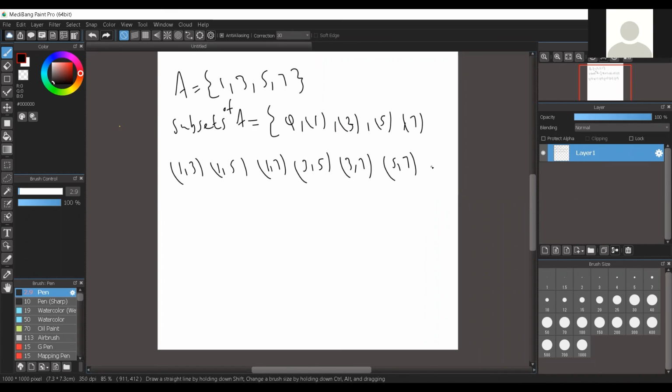Then the last we have 7. Are we going to write again 7, 1? No, it's the same as 1, 7. The same thing goes for 7, 3, we have 3, 7. And 7, 5, we have it.